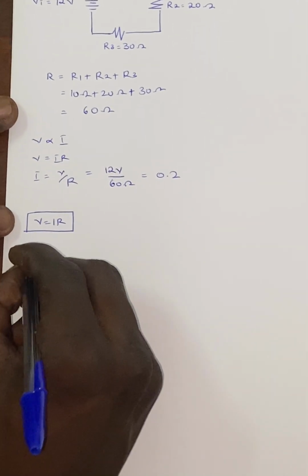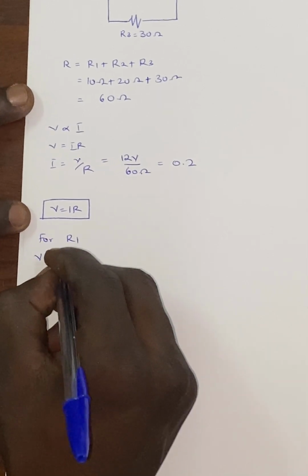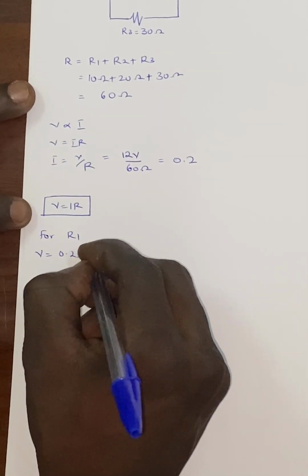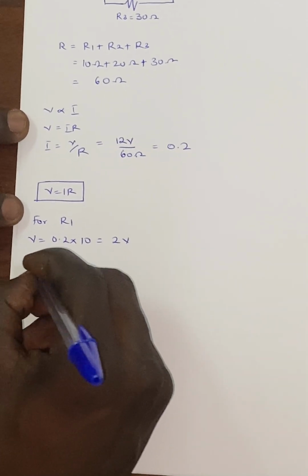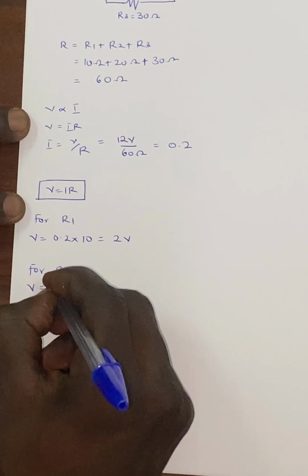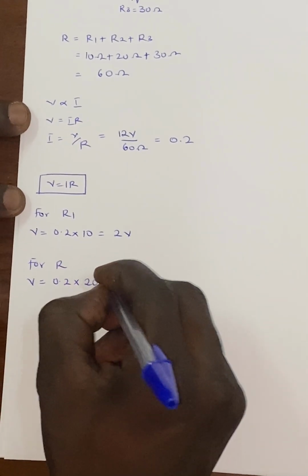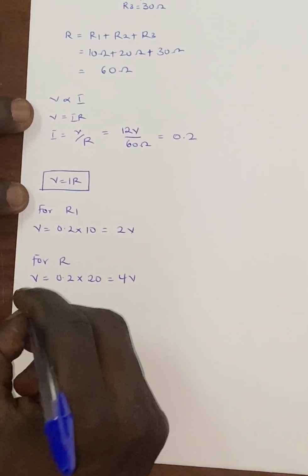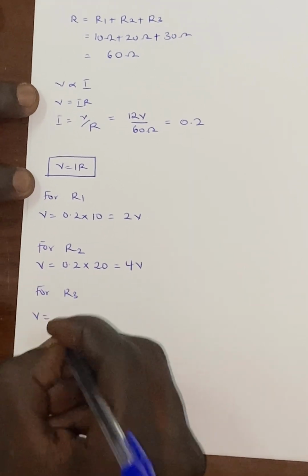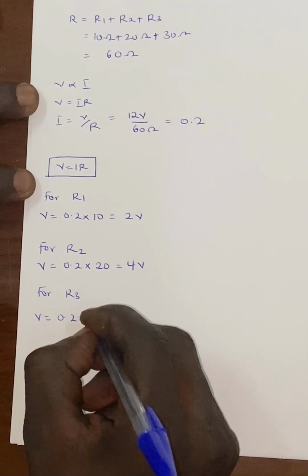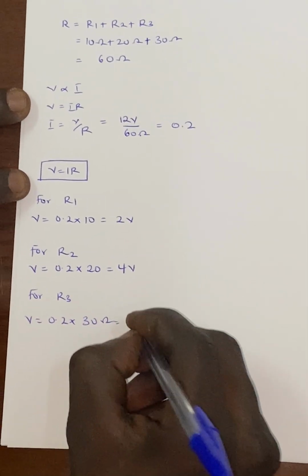So for R1, we are going to get the voltage drop, which is V, to be equal to 0.2 times 10, right? And then our answer is going to be 2 volts. For R2, our V is equal to 0.2, which is the current, times 20 ohms. And our answer is going to be 4 volts. And then for R3, our V is equal to 0.2 multiplied by 30 ohms. And then our answer is also going to be 6 volts.